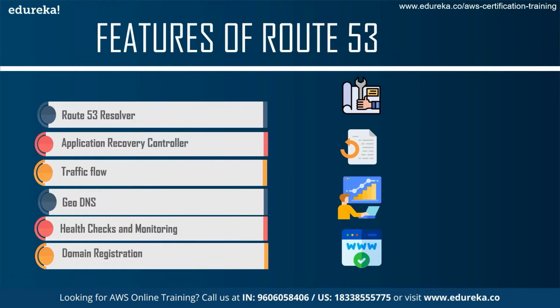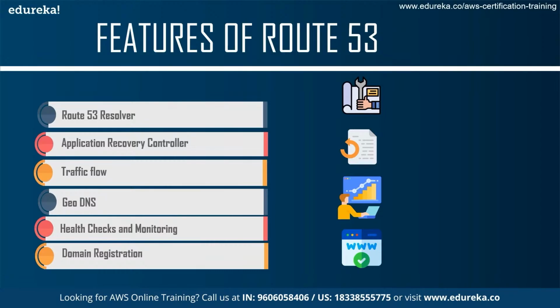So, traffic flow is basically an easy to use and cost effective global traffic management system, right? And this is basically to route end users to the best endpoints of the application. This is done to route end users to the best endpoint for your application based on geo proximity, latency, health, etc. So the next thing we talk about is the geo DNS.